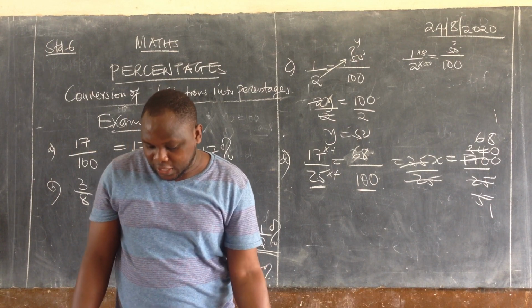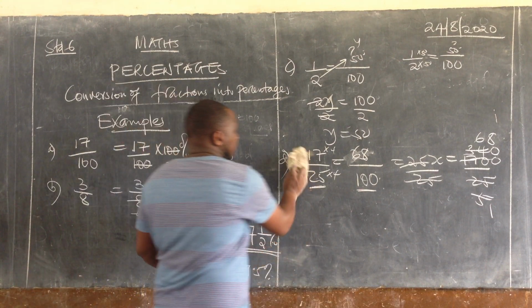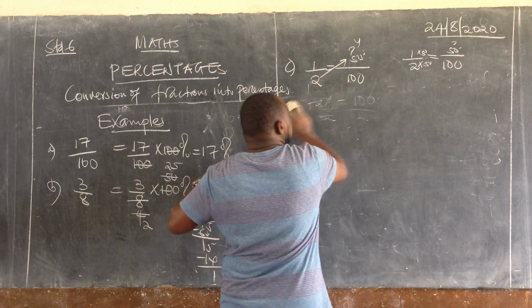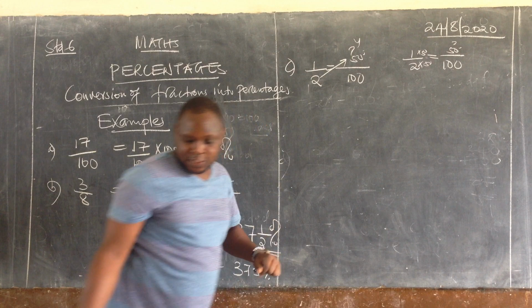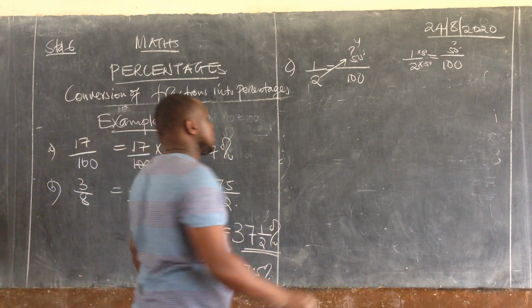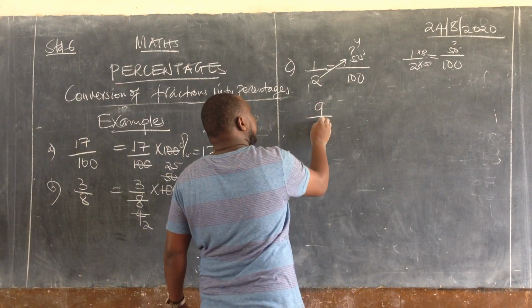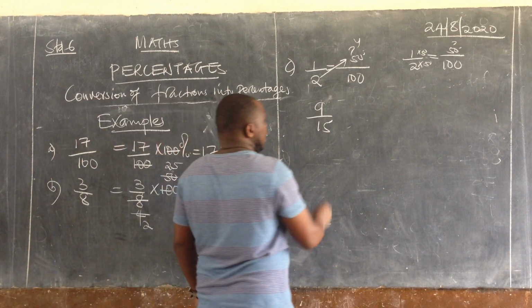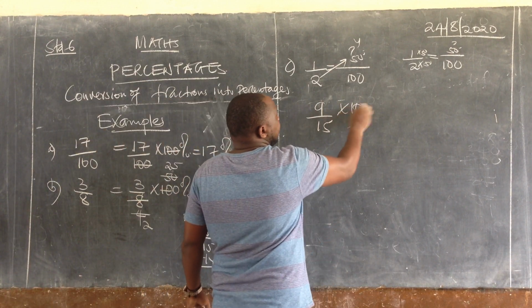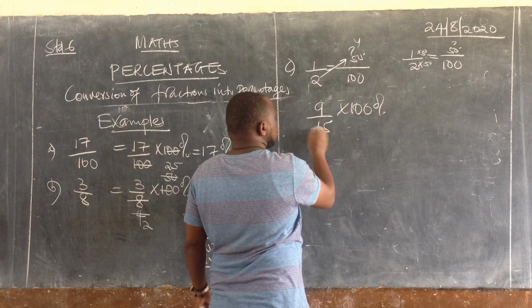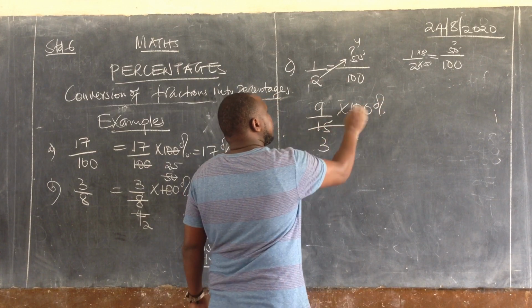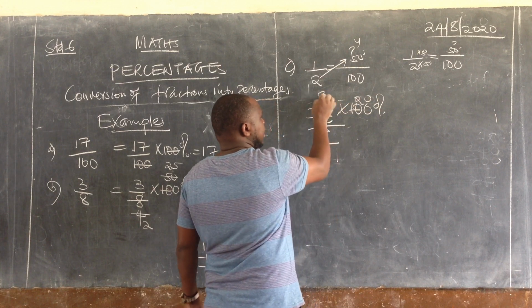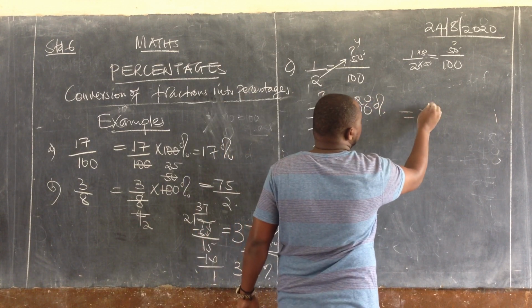Express the following fractions as percentages. 9 over 15. Let's express 9 over 15 as a percentage, meaning that you simply multiply this by 100%. So divide by 5: 3, and by 5: 20. Then divide by 3: 1, and by 3: 3. So 3 times 20 is going to give you 60%.